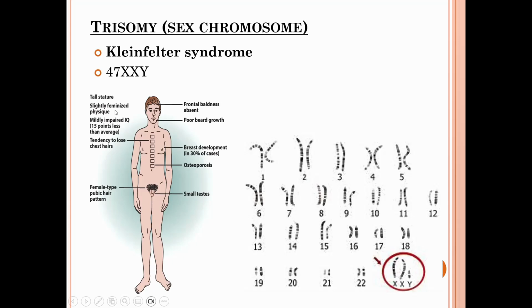Okay, so what are the features? Slightly feminized physique, mildly impaired IQ, tendency to lose chest hair, female type of pubic hair pattern, there will be small testis, osteoporosis will be there, breast development happens in 30% of cases, poor beard growth will be there, and frontal baldness will be absent.